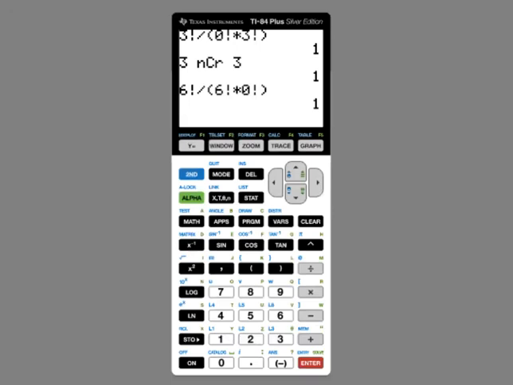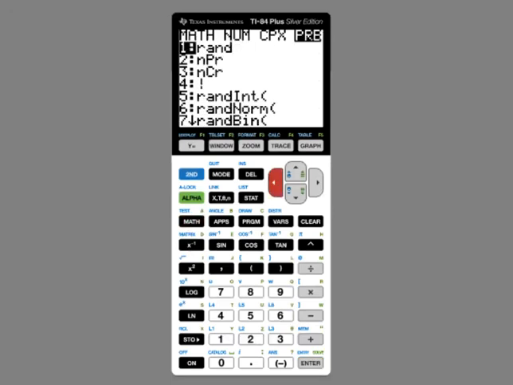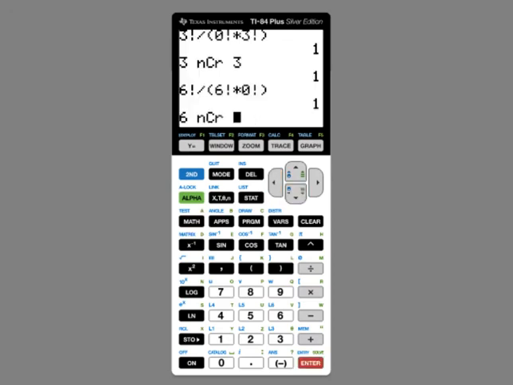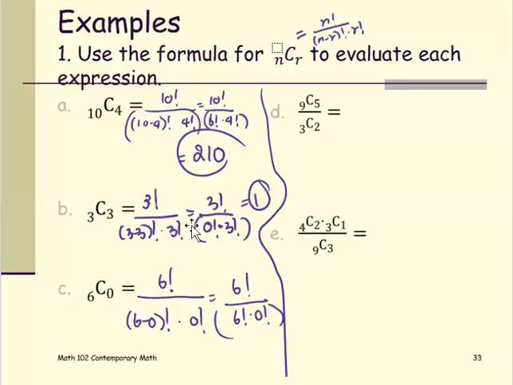Use the direct formula. Since n is 6, hit the math, go to the PRB, option 3. The R is 0. Hit enter. The answer is the same, the value 1.